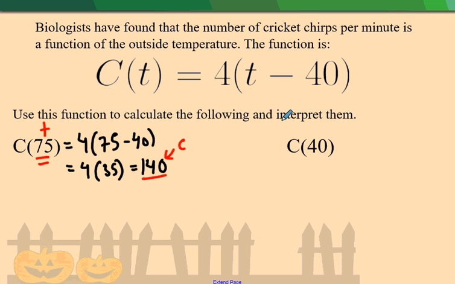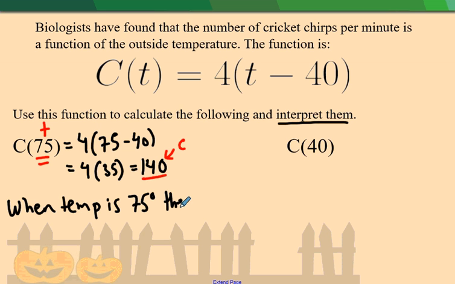What does it mean? When it asks you to interpret it, it means you need to write a statement in English. So this would be when temp is 75 degrees, this is in Fahrenheit, the chirp rate is 140 chirps per minute.